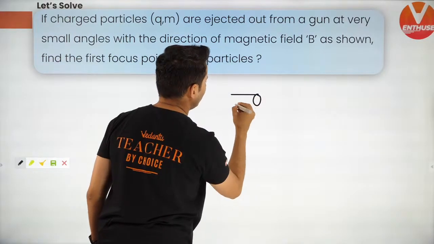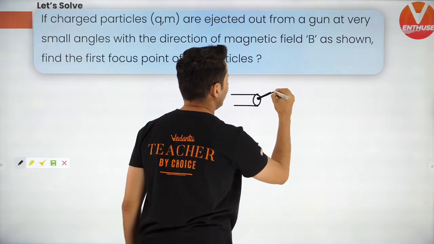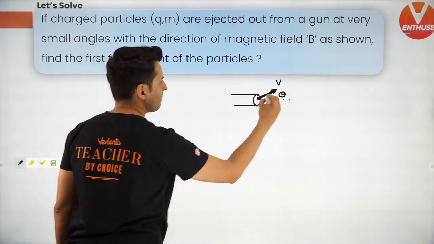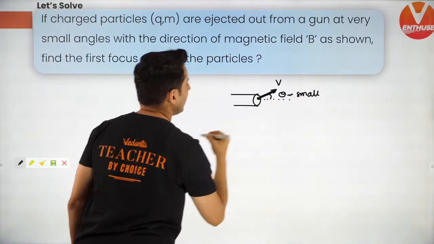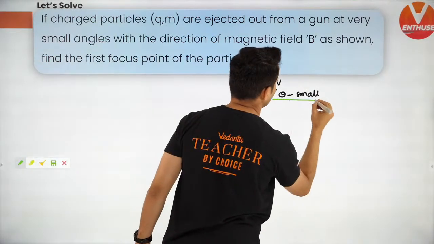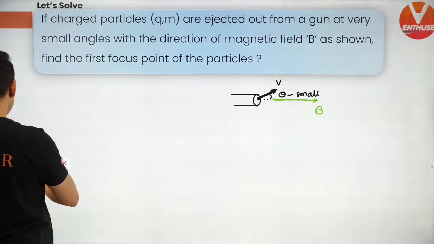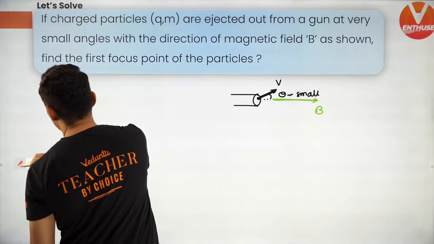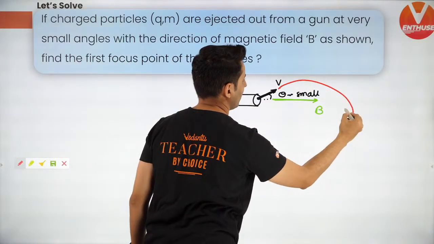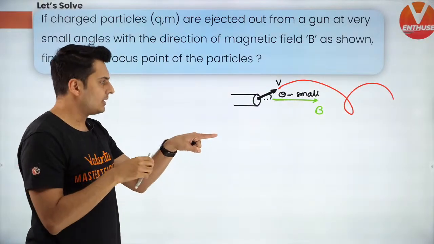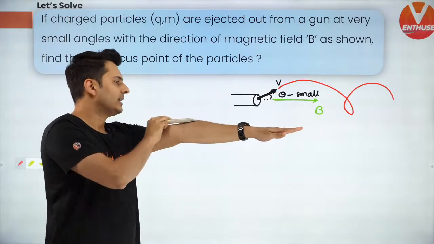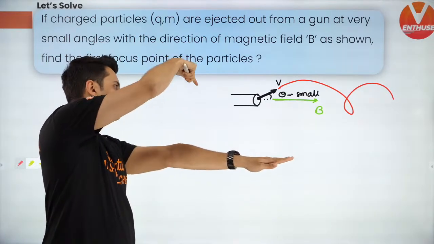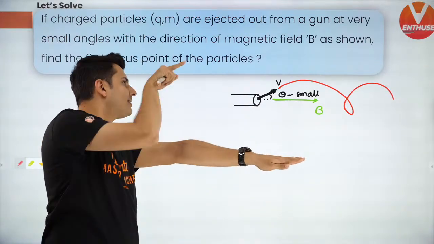Imagine guys, this is your gun, okay, and you're shooting particles at a very small angle. This is V, and with the axis, that angle theta is small, and your magnetic field is obviously in this direction. Now think about it. These particles are going to go something like this, a helical path. Just imagine they are projected on this line, my x-axis, at this angle. They will go like this, come like that, and come back on this line exactly after one time period.